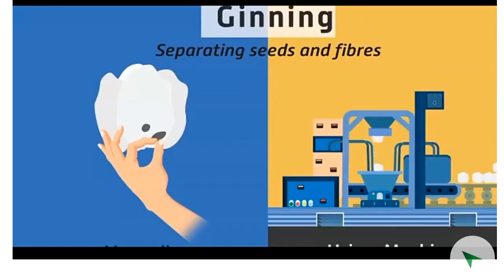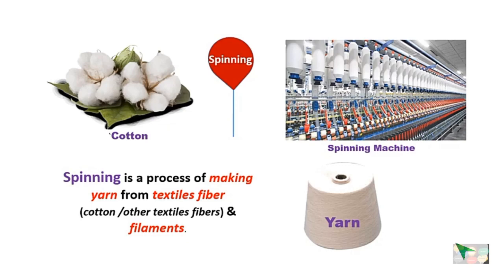Ginning. What is ginning? Ginning is the process of separating seeds and fibers. The next process is spinning. Spinning is a process of making yarn from the lint or fiber.